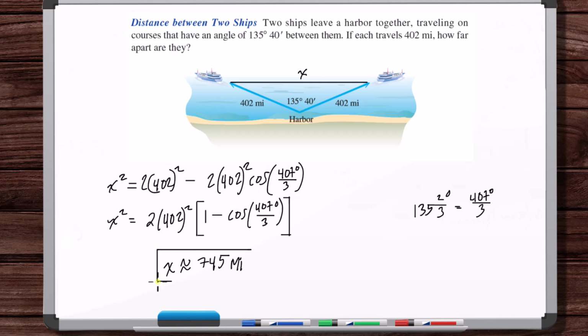Okay, so that's the distance between the ships. Now we could continue on and get these angles here. It looks like they're going to be the same angle since this is an isosceles triangle, but we don't need to do that, so we're not going to do that. But we could if we wanted to. Now you would have to use the law of sines to do that, and there is a little bit of ambiguity there. It's not nearly as much as the ambiguous case of the law of sines, but there are a couple of things you need to be aware of if you're going to continue on.